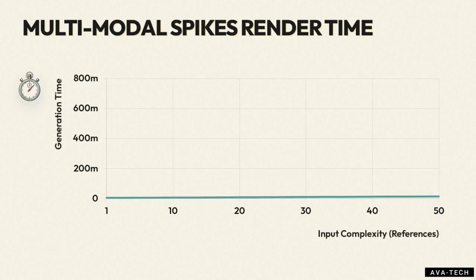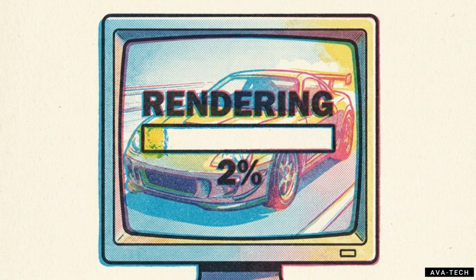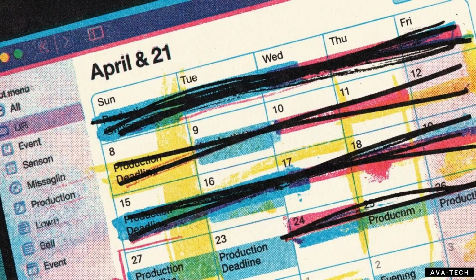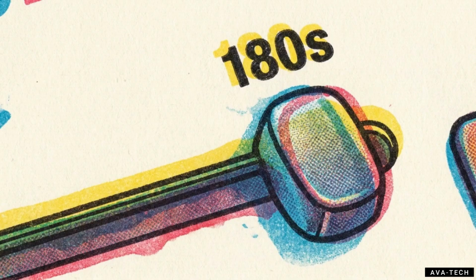When you feed the system this much dense, multimodal data, the generation time spikes dramatically compared to a standard text-only prompt. The visual consistency is unquestionably pro-grade. However, the slow rendering speed adds heavy friction to the process, which effectively kills any chance of a rapid iteration workflow. Then there's the platform's most heavily advertised feature, the extended long video generation slider.